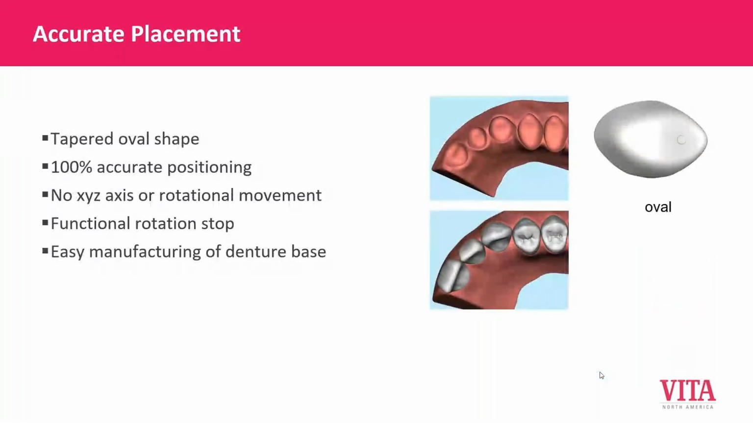They are a tapered oval shape, so you can't really get these wrong. They only go in one way, but they drop in and fit 100%. There's no rotation, there's no wiggling. They fit just like a glove.